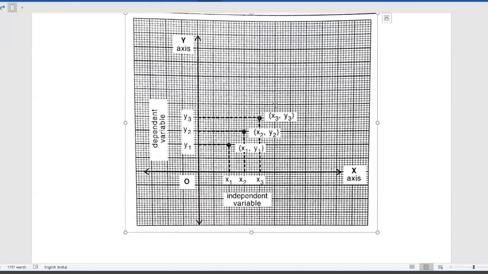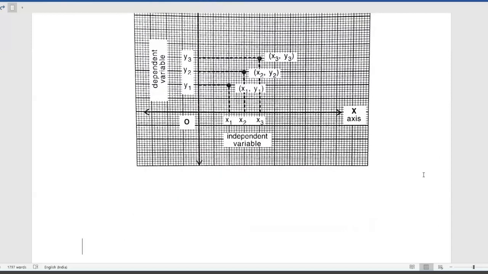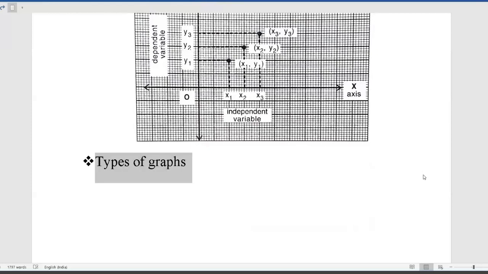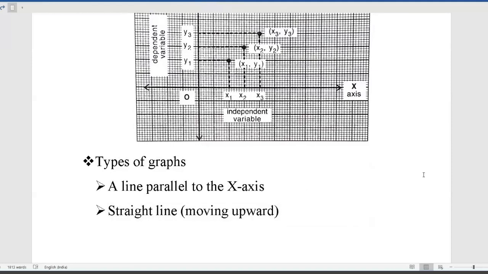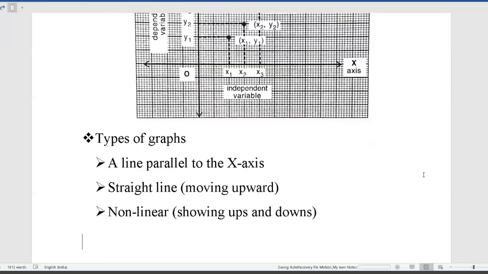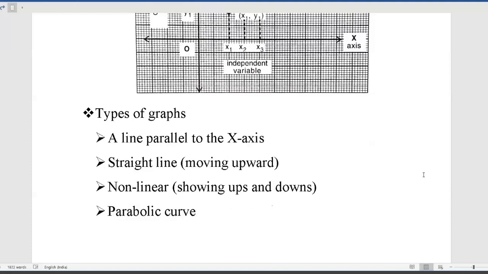Remember, what type of graph we are getting is completely dependent on the type of motion we are dealing with. So, when we join points, there may be different types of graphs. It can be a line which is parallel to the x-axis, straight line that is moving upward. It can be non-linear line showing ups and downs. And it can be parabolic curve. We will see each of them in our next session.